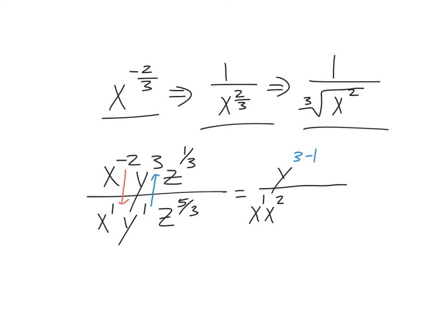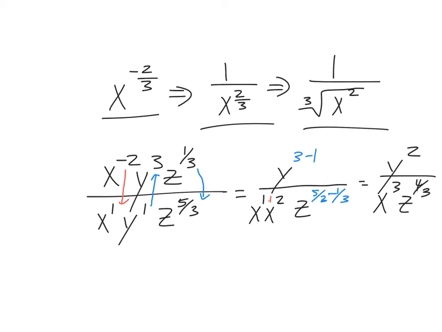Now, what about these fractional exponents? You still do the same thing. Since it's division, you subtract and you move the small to the large. So that goes down here. So you have z to the 5/3 minus 1/3. So on top, you're left with y to the 2nd. On the bottom, remember when you have multiplication, you add exponents. So that's x to the 3rd. And then on that, you have z. What's 5/3 minus 1/3? It would be 4/3.